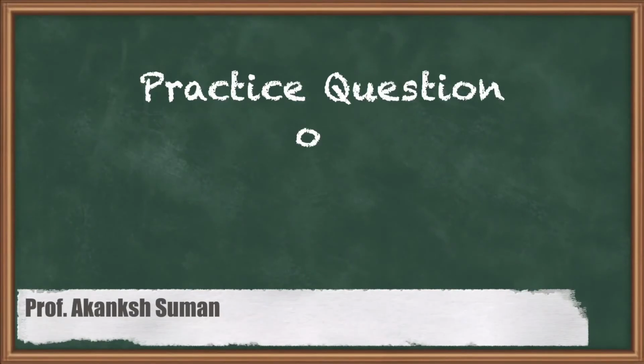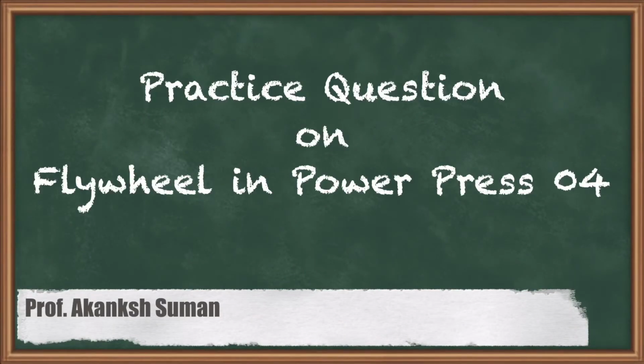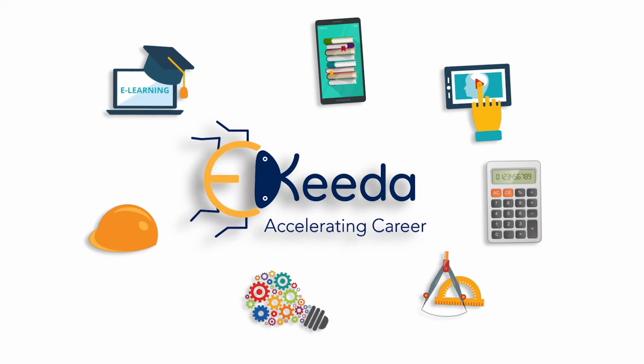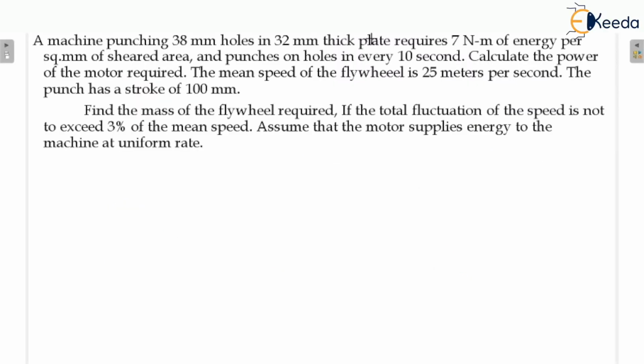Hello everyone, now we are going to solve the questions based on the punching press. A machine punching 38 holes in 32 thick plate. Okay, what is given in the question? The hole size is 38 in 32 thick plate. It requires 7 Newton meter of energy per square of sheared area. So here the area is given.